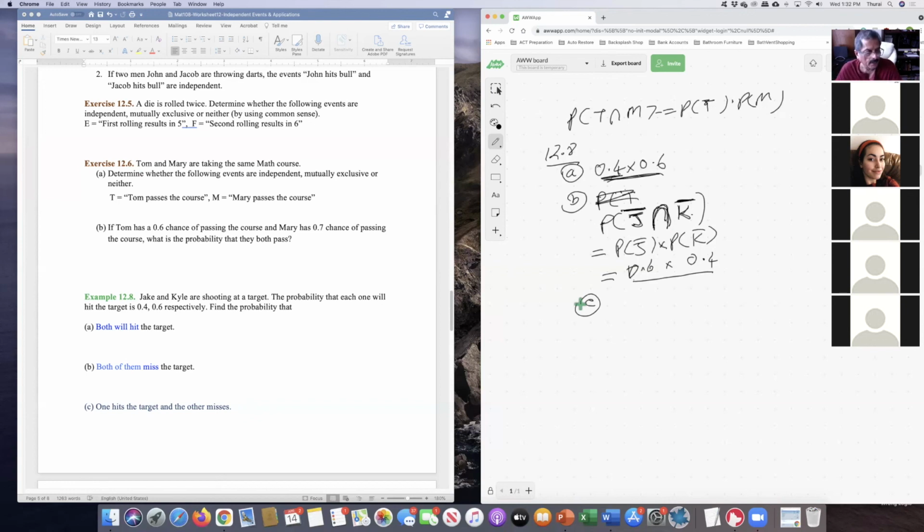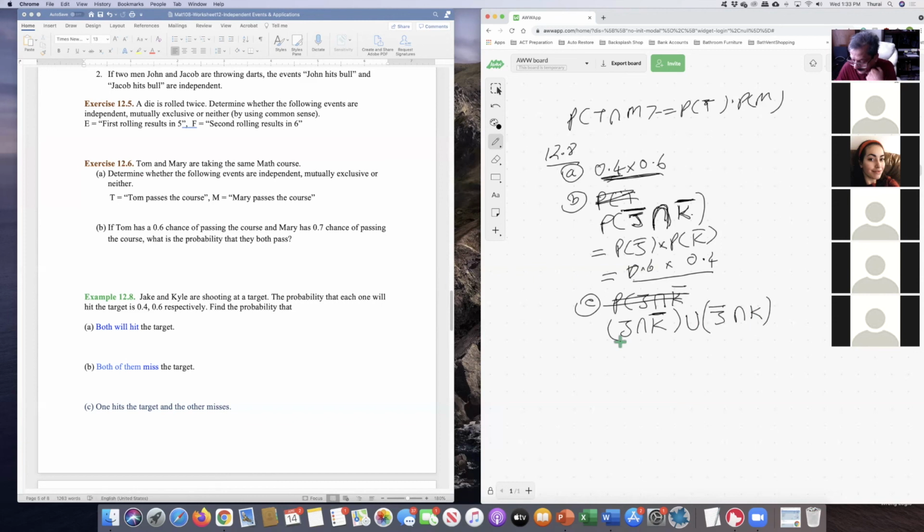So the probability for Jake to hit the target and the other one to miss is this. Since it says one hits the target, the other misses, it can be Jake hitting, Kyle missing, or the other way around. So I have to say this, Jake hitting it and Kyle missing it, which is this, union, Jake missing it, Kyle hitting it. So that's what I need.